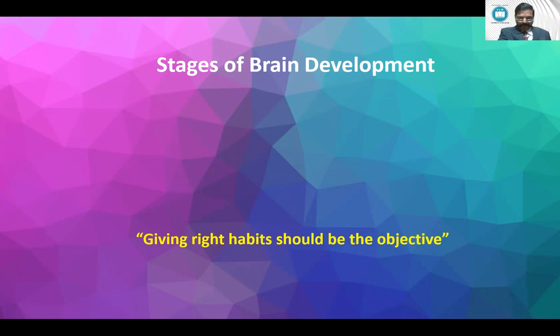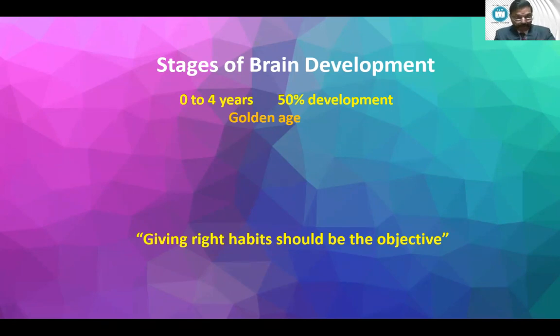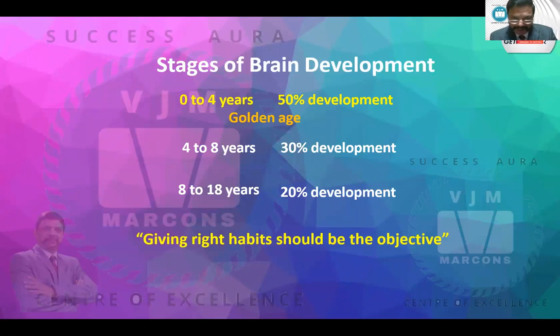That is to be the objective. Now hold your hearts, ladies and gentlemen. From 0 to 4 years, 50% development of the brain happens. This is indeed the golden age. From 4 to 8 years, 30% development. And from 8 to 18 years, 20% of the development.